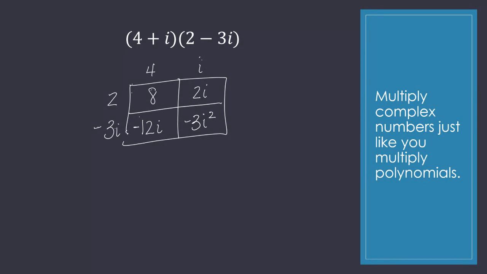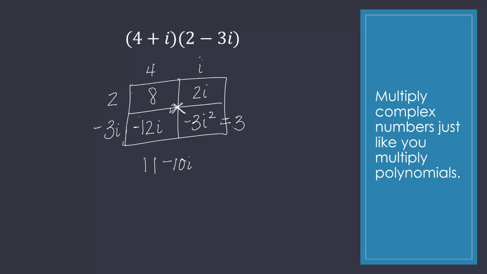So before I combine my like terms here, remember we talked about that i squared is equal to negative 1. I need to simplify this term, the negative 3i squared, and I'm going to multiply negative 1 times negative 3, which is going to give me a positive 3. Because now when I combine like terms, I am not only going to combine the negative 12i and the 2i to get negative 10i, I'm also going to combine the 8 and the 3 to get 11.